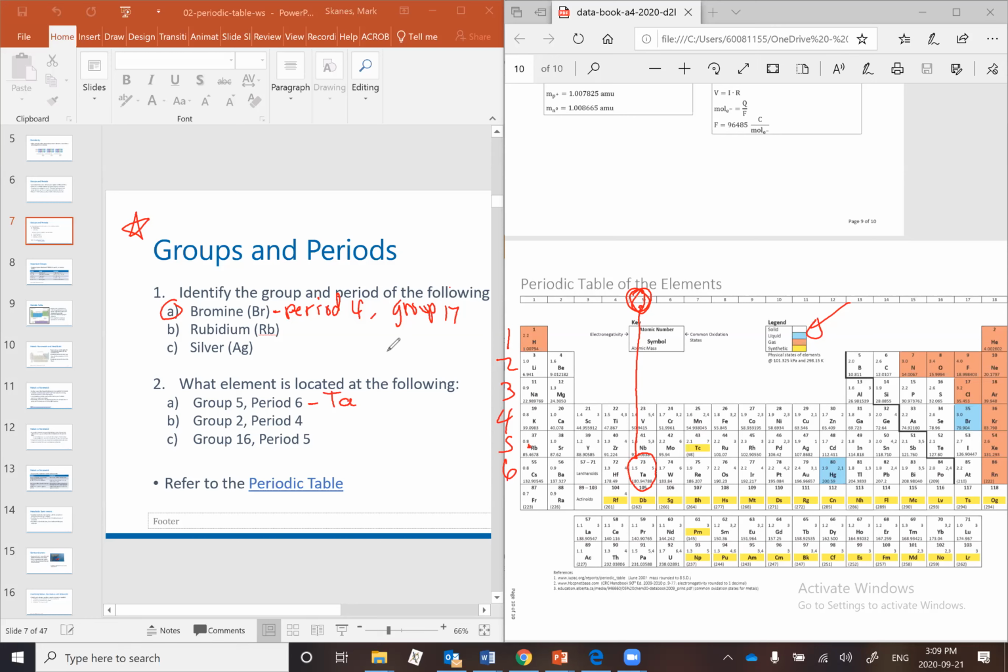It's group 5, period 6. Yep, period 6. See 6 over here? Yeah. So that's a good question. And if you're wondering what TA is, it is tantalum. It's named after a Greek villain. So in Greek mythology, they have heroes and villains. Tantalum was a Greek villain, bad guy. Tantalus was his name, but the chemical is tantalum.